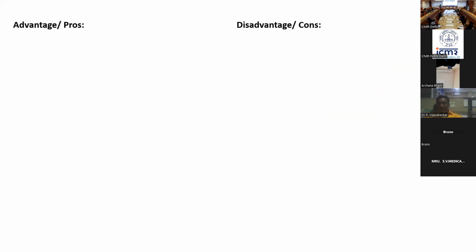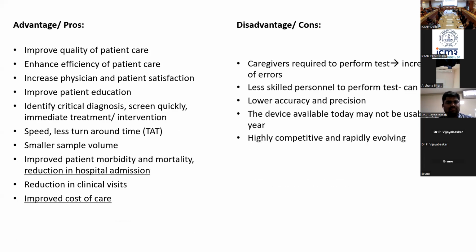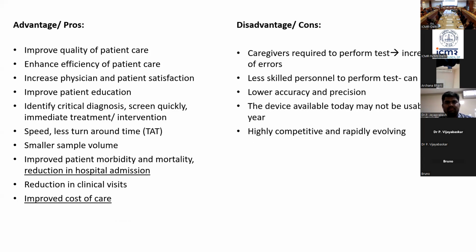Now, we know that there are many advantages of your point of care test. It improves the quality of patient care. You can give an immediate intervention or treatment, which is a plus point of care test. Then the best part of it is the speed. That is the less turnaround time for the test results, and the smaller sample volume which is required. Now, everyone should know the disadvantage, and the main disadvantage is anyone will be performing your point of care test. So this could be the caregivers who are actually not laboratory people, then your less skilled personnel, so there is a chance of error and accuracy.